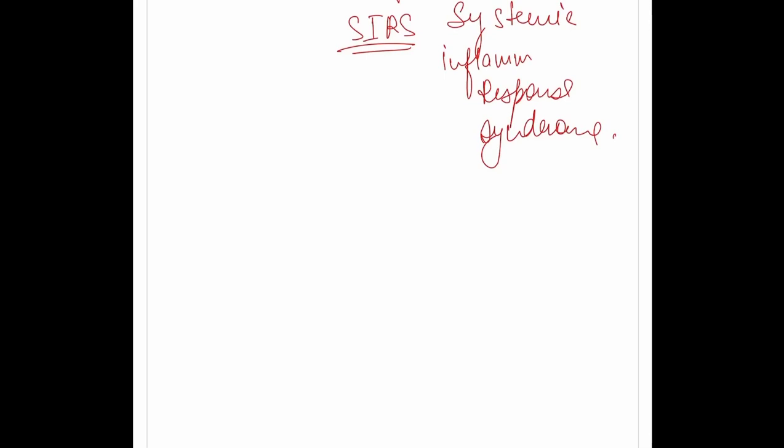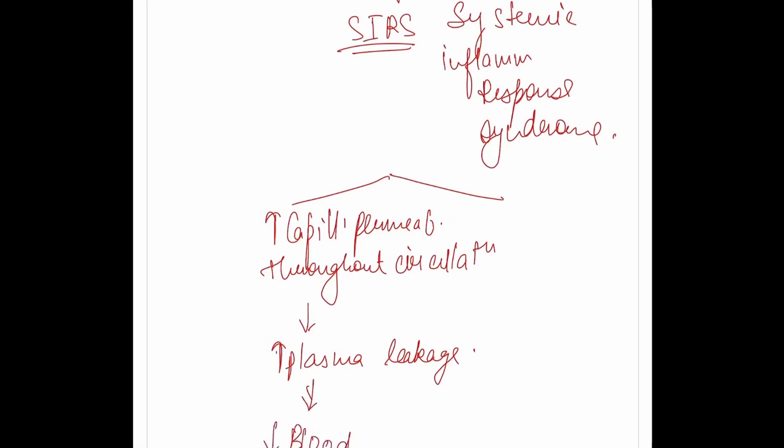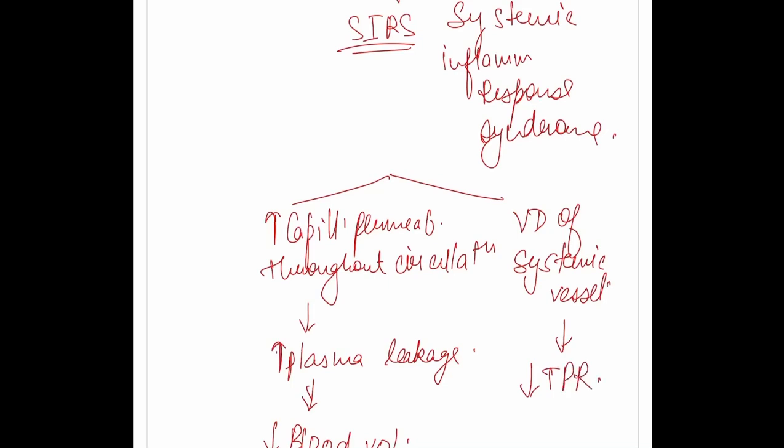Let us learn it systematically. The SIRS would increase the capillary permeability throughout the circulation. This would cause more plasma leakage into the interstitial space, so the blood volume decreases. These mediators would also cause vasodilation of the systemic vessels. This would decrease the total peripheral resistance of these vessels, and this decrease in blood volume and the decreased total peripheral resistance would lead to hypotension.